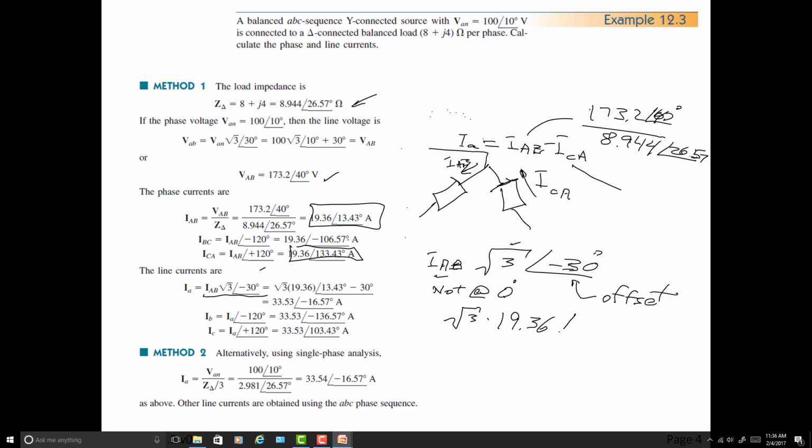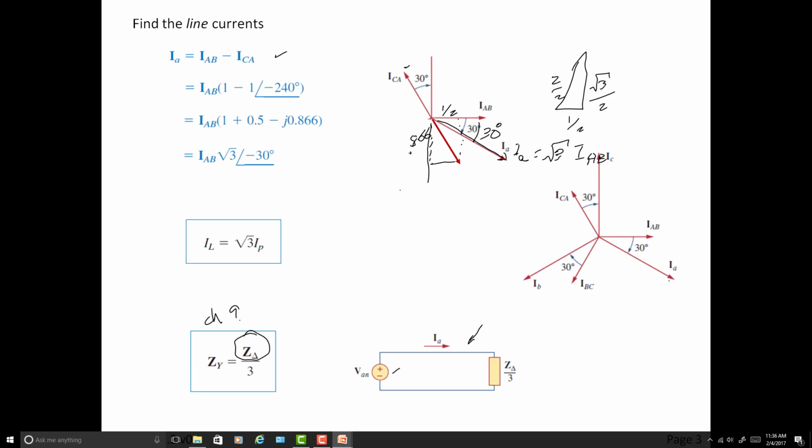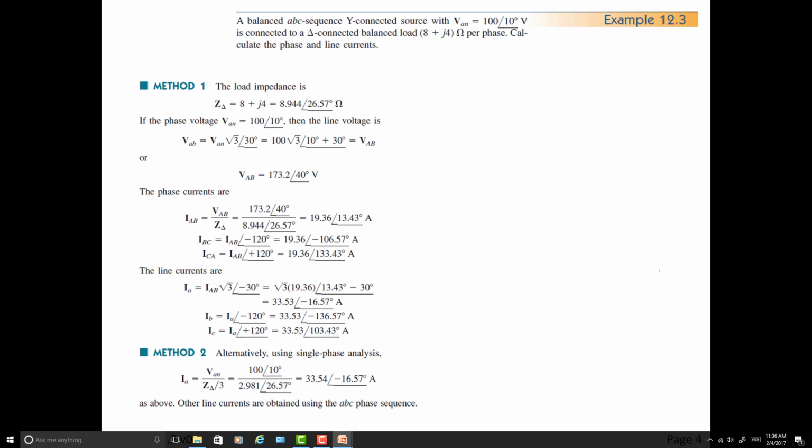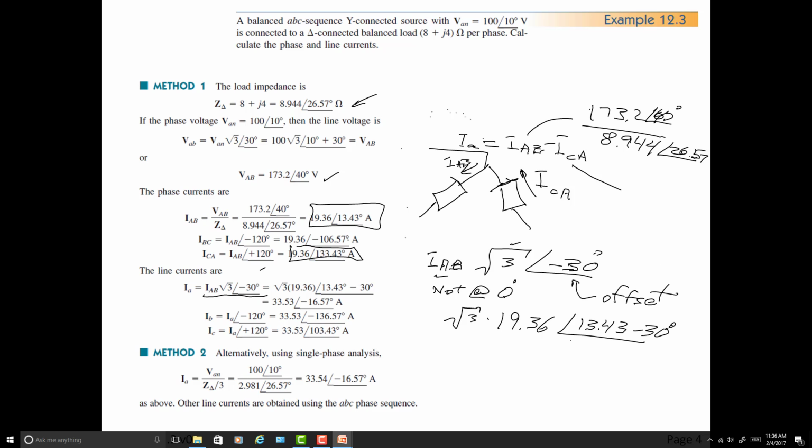Okay, we got that. Now the angle is, what is it? It's our 13.43, and we're offsetting it 30 degrees, right? And we saw from the picture that it's 30 degrees down, right? Let's go look at that. It's this right here. We did this. It's this offset right here that we're creating now. So it's 30 degrees down.